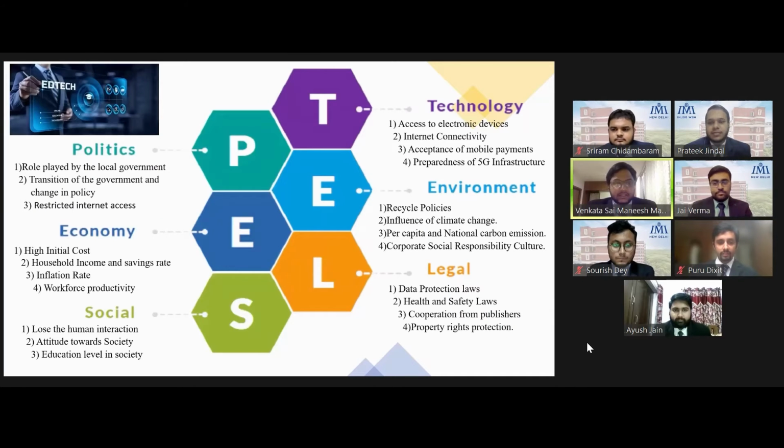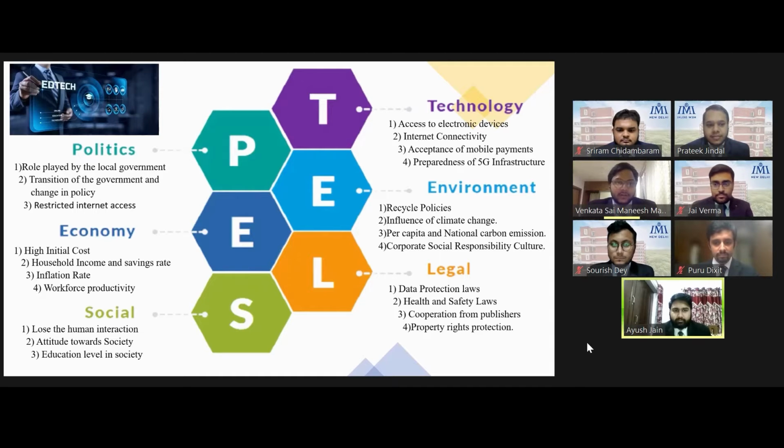Coming to the PESTLE analysis, first, some of the political factors that affect are the role played by the local government, transition of the government and change in policy, and restricted internet access. As we know, in some countries, access to the web is restricted for political reasons. This makes providing an online learning experience significantly more difficult.